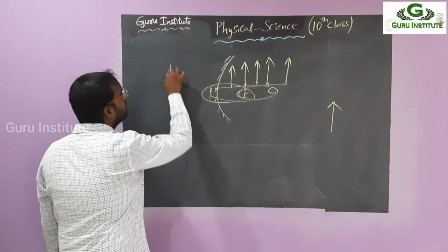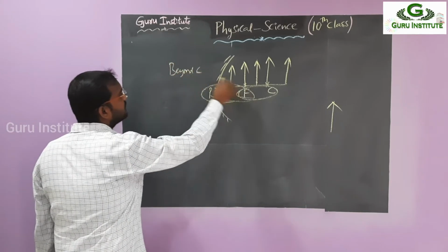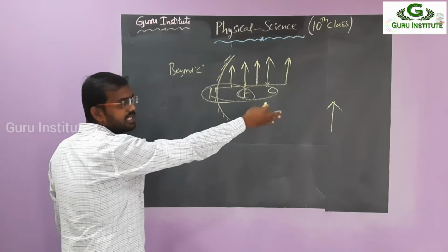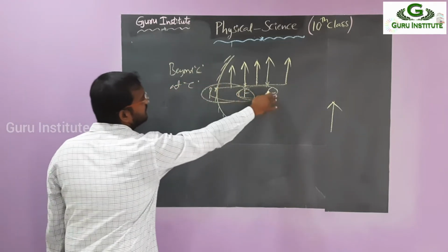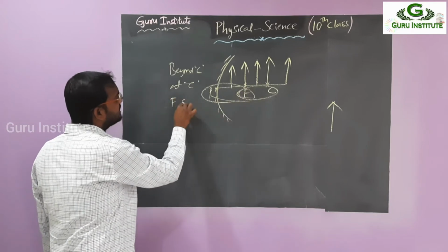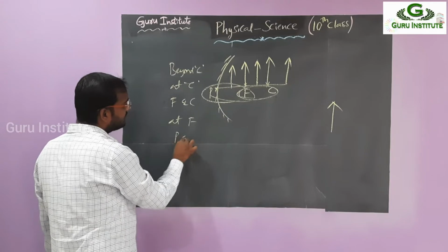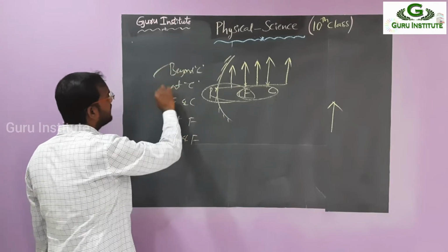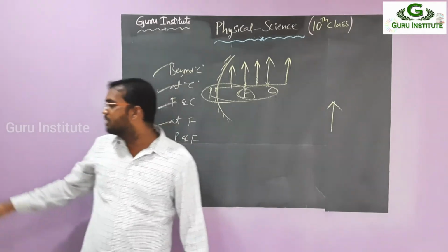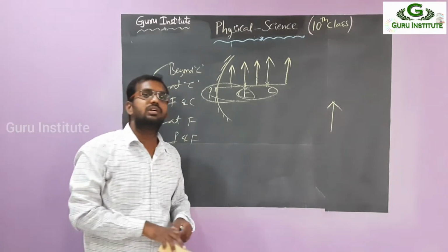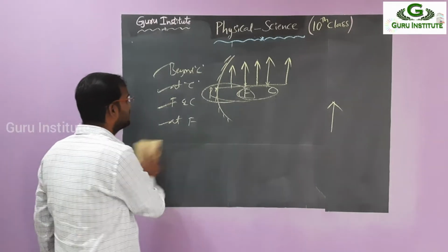Object is beyond C, and whenever it is moving after C, that means beyond C means after C, and at C, then it is coming to here between F and C, at F, and between P and F. These 5 cases we have to see today. In these cases, whenever the object is placed at this position, how the image will be changed and what is the nature of the image we are going to see here.